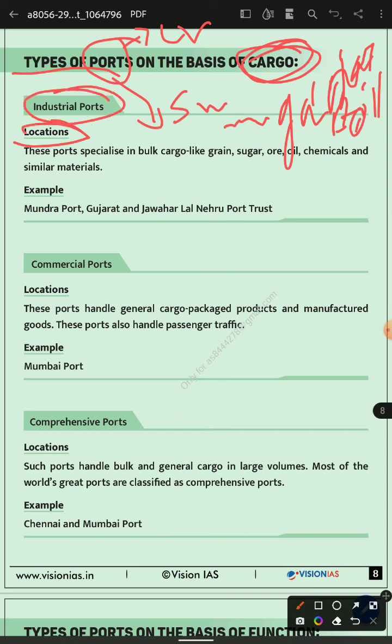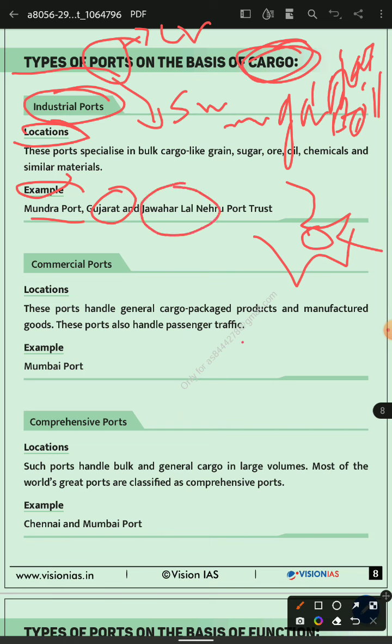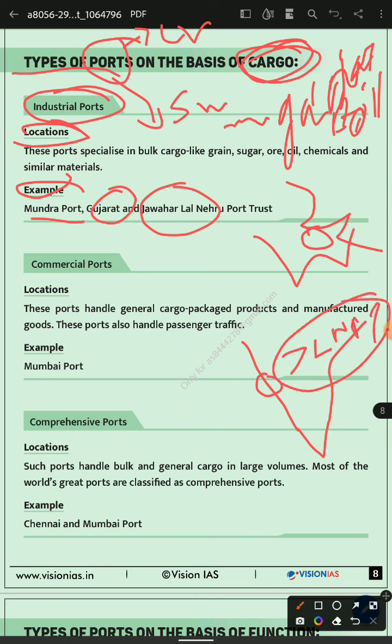Industrial port, the location and example. Mundra port is in Gujarat. You have Mundra port in Gujarat and Jawaharlal Nehru port. This is your India. JLNPT, Jawaharlal Nehru, is a prominent port handling bulk cargo like grain, sugar, ore, oil, chemicals and similar materials.